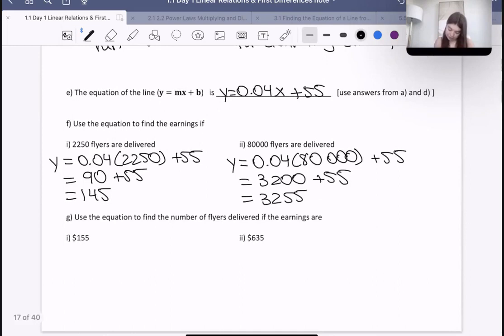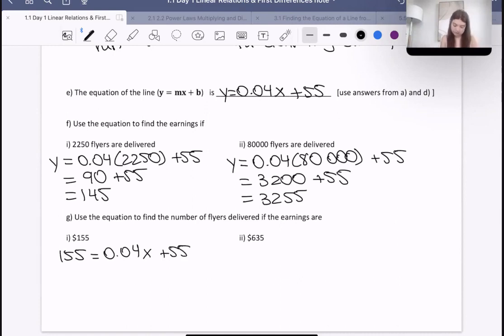All right, use the equation to find the number of flyers delivered if the earnings are $155 and $635. So let's do that next. All right, so let's continue on. Use the equation to find the number of flyers delivered if the earnings are $155 or $635. Okay, so if it's $155, that means y would be 155, right? Because y represents the number of dollars earned. And then we need to find x.